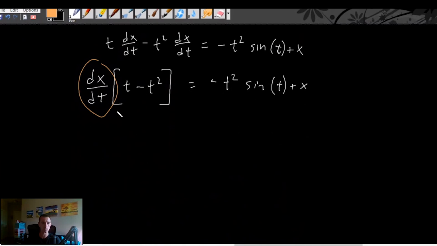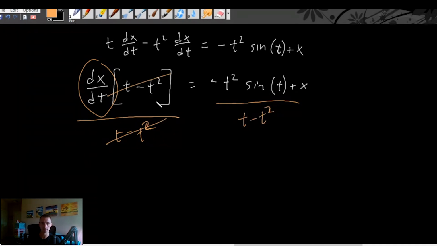So to get it all by itself, all we have to do is divide by all this stuff right here that dx dt is being multiplied by. So divide by t minus t squared. That's going to cancel the t minus t squared on the left, leaving us with dx dt equals everything over here.